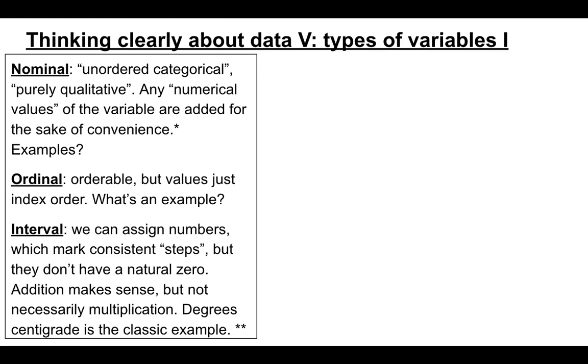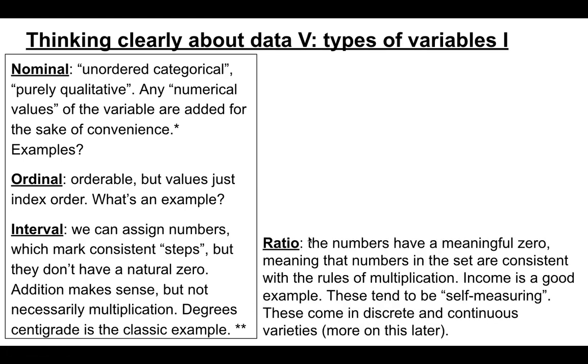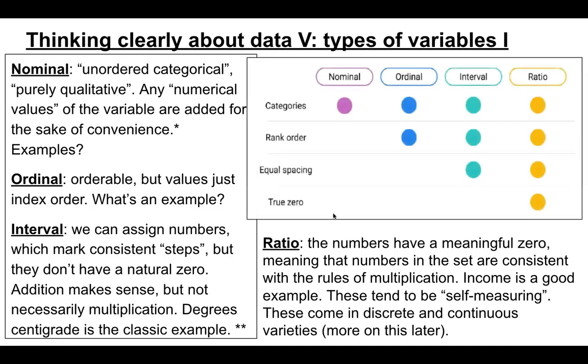Okay, so let's introduce finally the last type of variable that we like, ratio variables. And I'll go ahead and put up the chart here so we can see all this together. Ratio variables have a meaningful 0. And what that means is that numbers in the set are consistent with the rules of multiplication. Income is a good example. And these are variables that we like the best in statistics because they are self-measuring effectively.